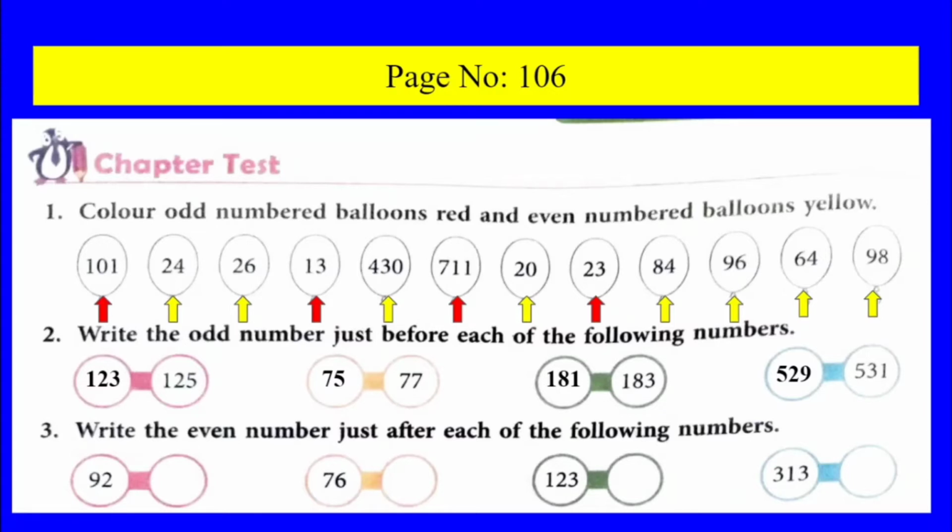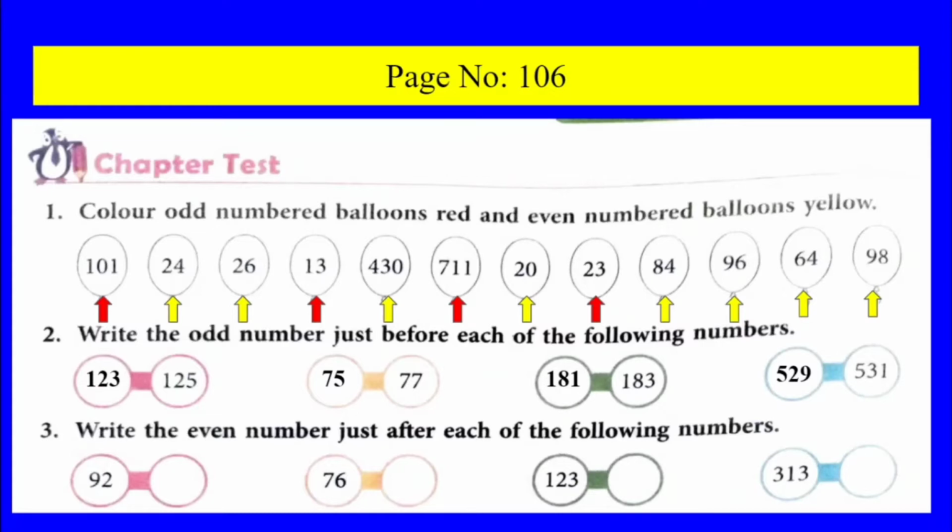Now let's do question number 3. Write the even number just after each of the following numbers. So children, here we have to write the even number just after each of the following given numbers. So we will use forward counting here. Let's look at the first number, 92.